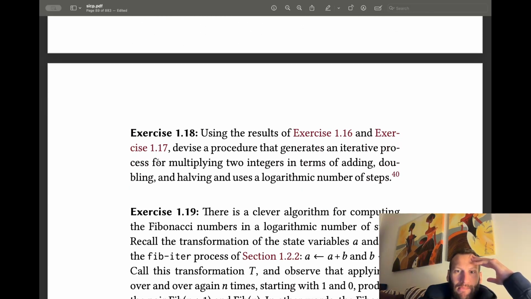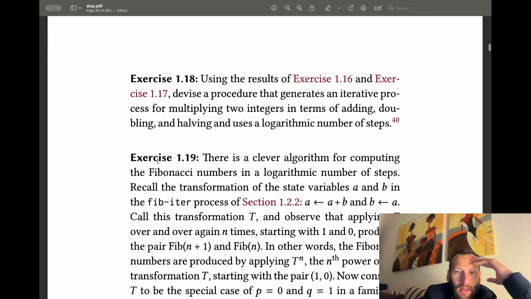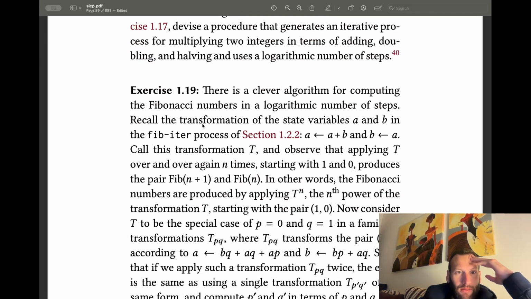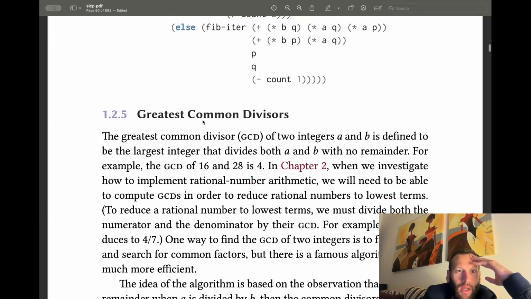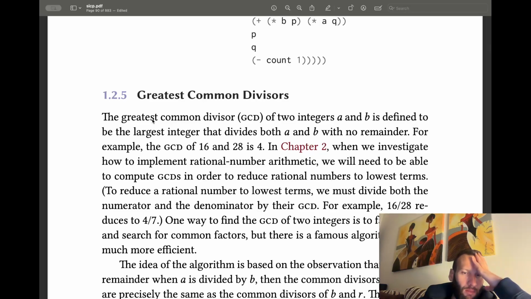Other exercises, and greatest common divisors. So the next video will be showing a few of those exercises.